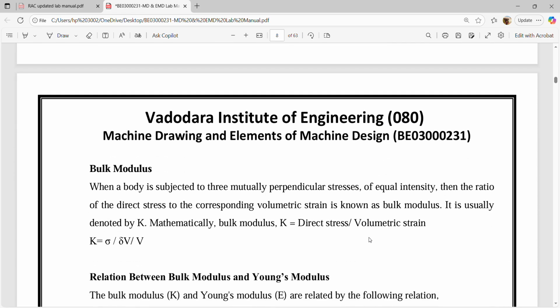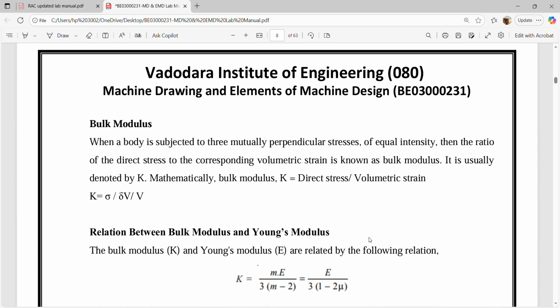Now it is bulk modulus. When a body is subjected to three mutually perpendicular stresses of equal intensity, then the ratio of the direct stress to the corresponding volumetric strain is known as bulk modulus. It is usually denoted by capital K. Mathematically, bulk modulus capital K is equal to direct stress upon volumetric strain. Capital K is equal to sigma upon delta V upon V.